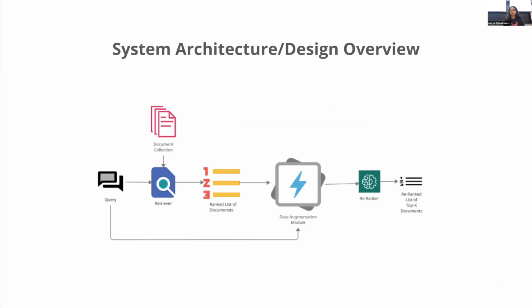Hi everyone. So I'll be talking about the bigger picture of where the DA module actually fits in the IR pipeline. Here you can see that the general IR pipeline is such that you have a query and a document collection. The query gets passed through a retriever, you get a ranked list, and it passes through a re-ranker, and then finally you get a re-ranked list. But what we plan to do is insert our DA module in between the retriever and re-ranker so that we are able to fine-tune the re-ranker.